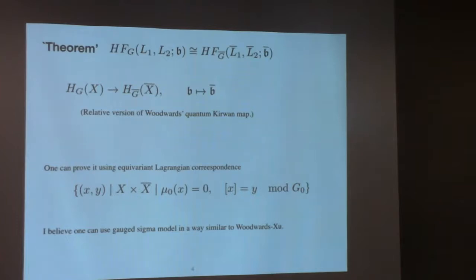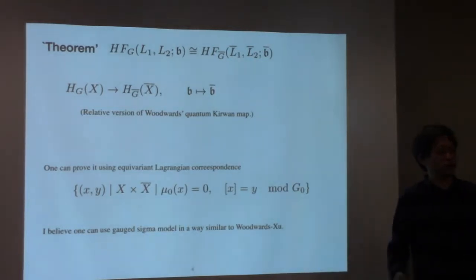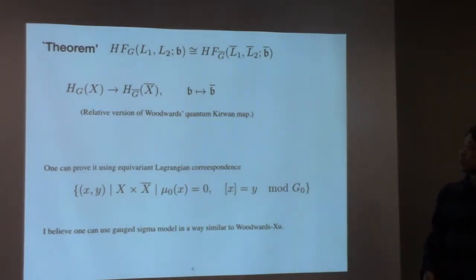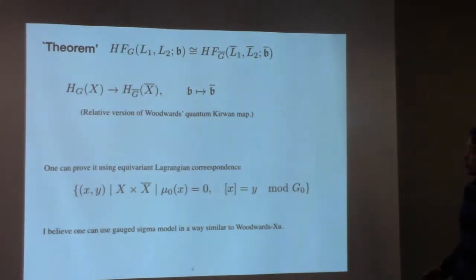Now, there are two kinds of proofs which you can do. One is the proof by Woodward and Xu. Woodward and Xu wrote some papers which I think basically prove this kind of theorem in the case G equals G0. Five years ago there was a preprint. And one can do it using Lagrangian correspondence.